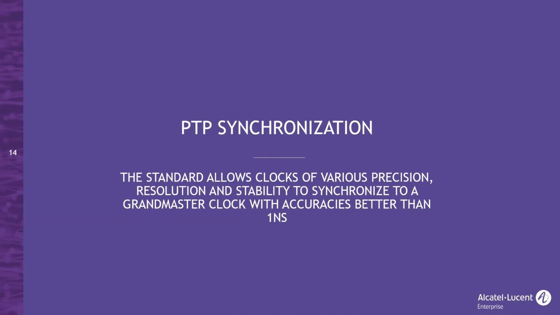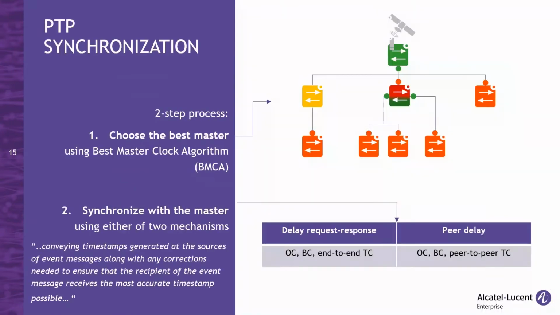Now let's take a look at the process of synchronization. Synchronization process refers to synchronizing of ordinary and boundary clocks within a network. The process of synchronizing a grandmaster clock to a primary reference source is not a part of the standard. Synchronization is performed in two steps.